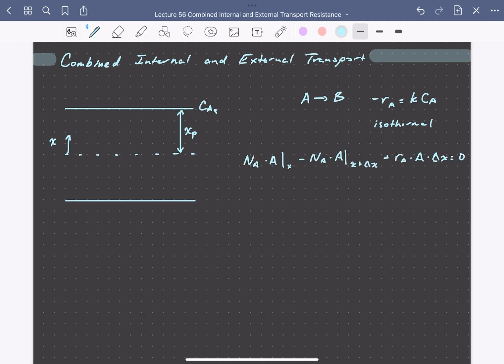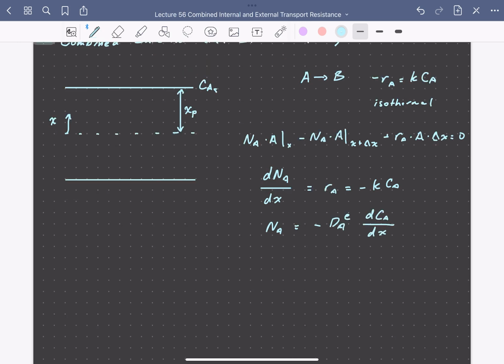If we divide through by the area available for diffusion times the thickness of this differential slice, and then take the limit as delta x goes to 0, or the slice becomes infinitesimally thin, we arrive at the following differential equation. We can write the flux as a function of concentration using Fick's first law. And plugging this expression into our differential equation, we come out with a second-order differential equation that describes concentration as a function of position inside the slab.